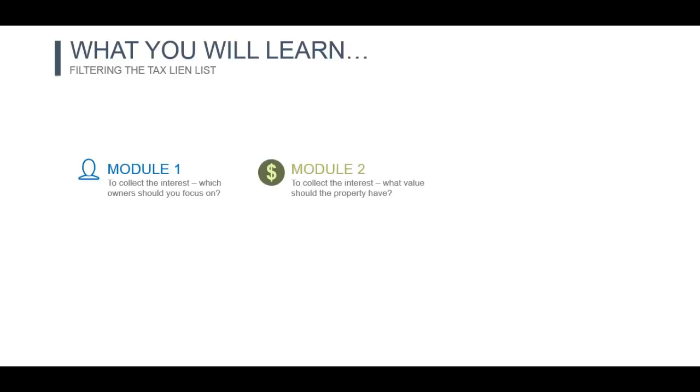So in modules 1, 2, and 3, it's all going to be about collecting the interest. First, what are the owners that you should focus on? Because you're going to be buying a tax lien certificate at auction or over the counter. Of all of the ones that are available, which owners should you be paying special attention to? Second, when collecting the interest, module 2, what sort of value should the property have? What numbers are we looking at? That's going to have a direct bearing on how much interest you collect, obviously, but also whether or not it's likely to be redeemed.